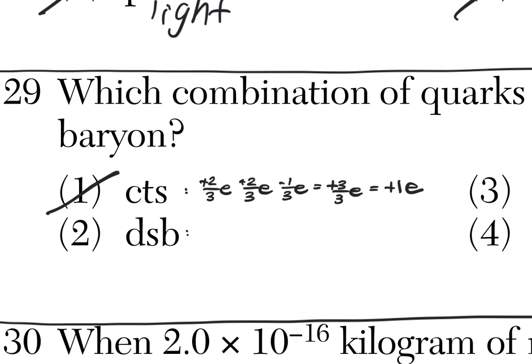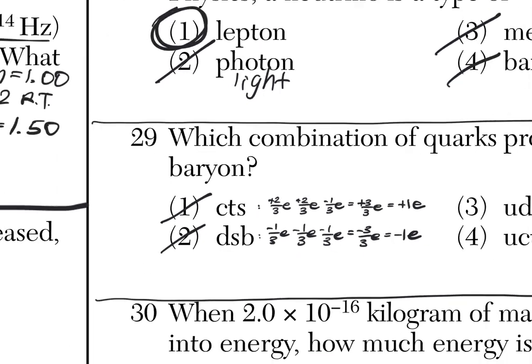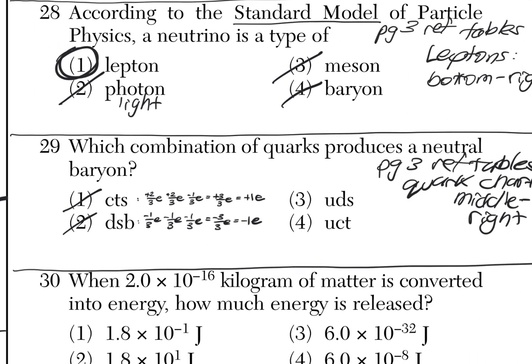Then down strange bottom. That's also a legal particle. Down is negative 1/3, strange is negative 1/3, and bottom is also negative 1/3. Throw that all together, we get negative 3/3 e, which is negative 1 e, which is a legit particle, just not neutral. And then baryons, by the way, have to be 3 quarks. A meson is a quark and an antiquark, but all answer choices are 3 quarks. So let's keep working this through.